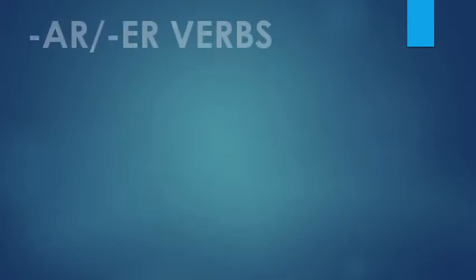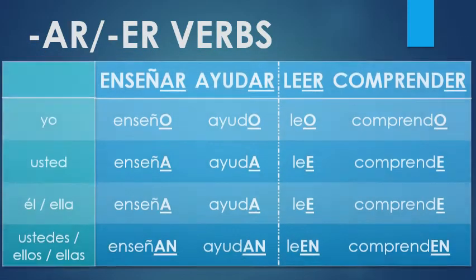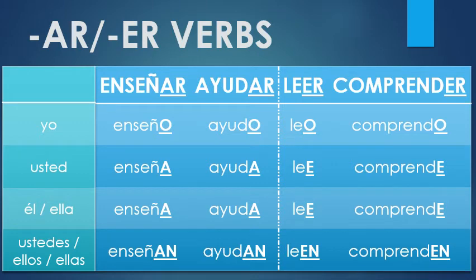Recently, we've been talking a lot about verbs, important stuff. In particular, I've introduced you to both the AR and ER verb groups. Here I've got a chart that just compares the different conjugations. So the good news is that for yo, I, that first person singular, the form is the same regardless. You just add an O. So enseño, I teach. Ayudo, I help. Leo, I read. Comprendo, I understand.